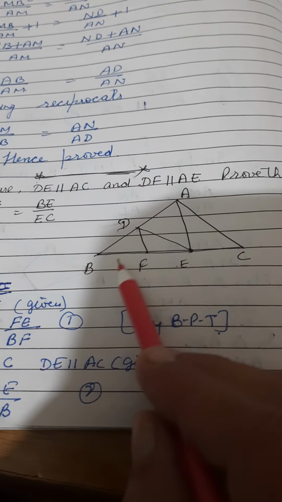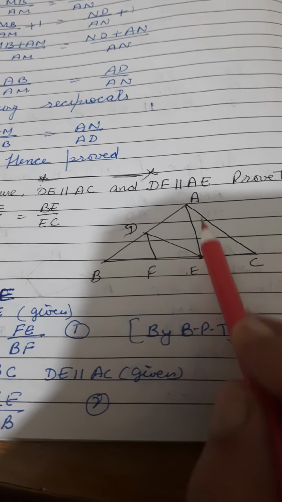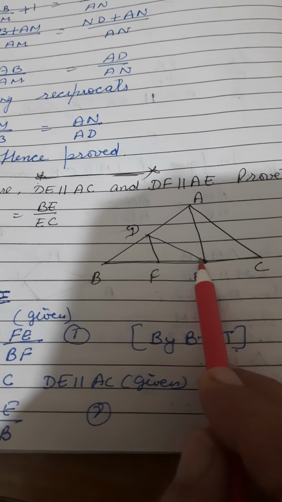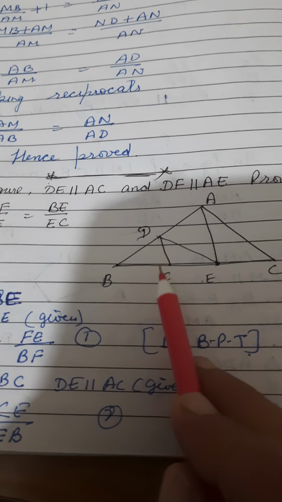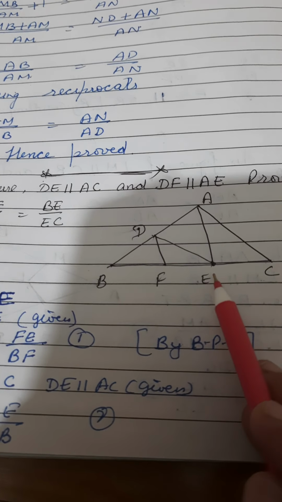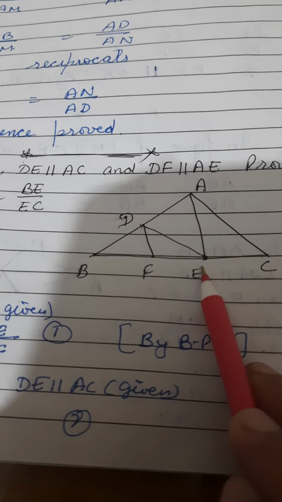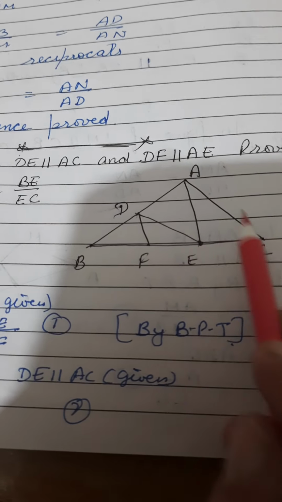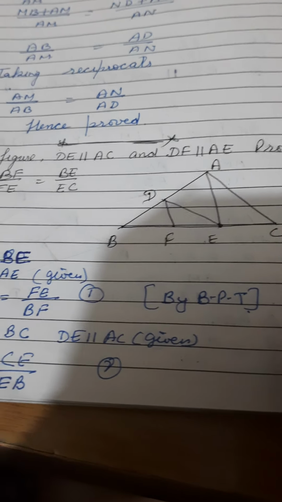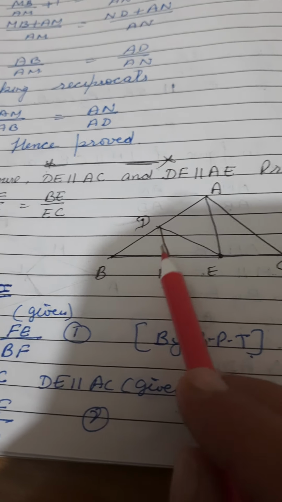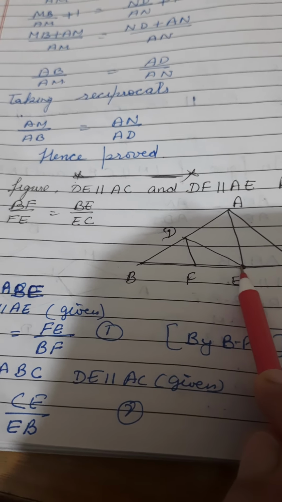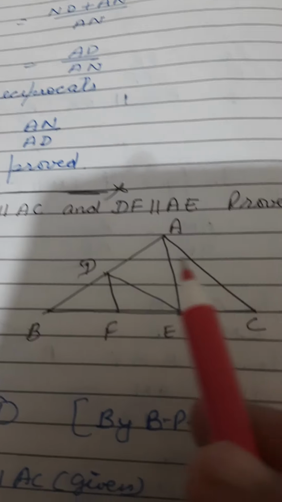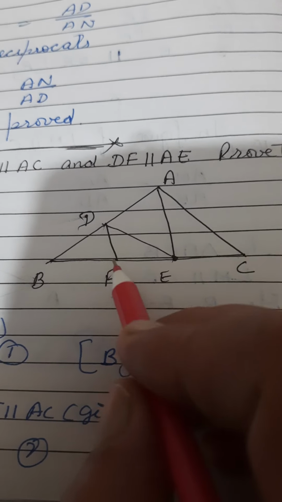In the figure, here the figure is given, DE is parallel to AC and DF is parallel to AE. In this figure this is given, and we are to prove that BF by FE is equal to BE by EC. Now see here, which lines are parallel?